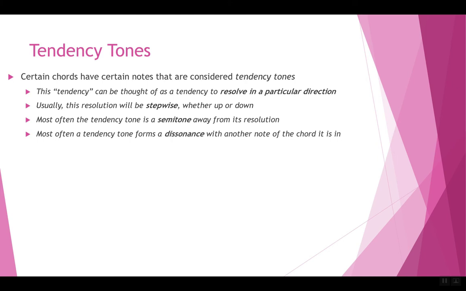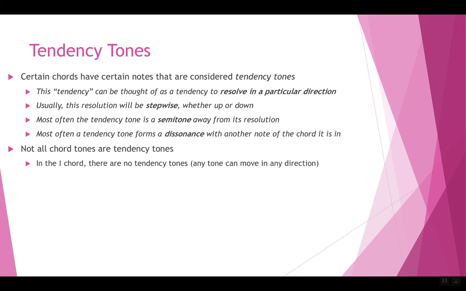And then most often a tendency tone forms a dissonance with another note in the chord that it's in. So in the 5-7 chord, scale degree 4 is the seventh of the chord, and that forms a tritone with scale degree 7, which is the third of the chord. I know that's difficult, but I have this exact thing on a screen in pictures somewhere, so it'll make more sense in a second. But scale degree 4, that's the seventh of the 5-7 chord, is also a seventh with scale degree 5, which is obviously also in the 5 chord. So there's dissonances in the chord itself, and that's what makes those tones tendency tones.